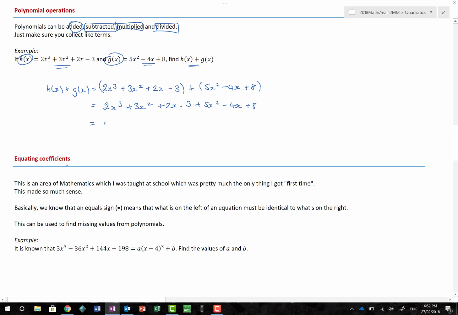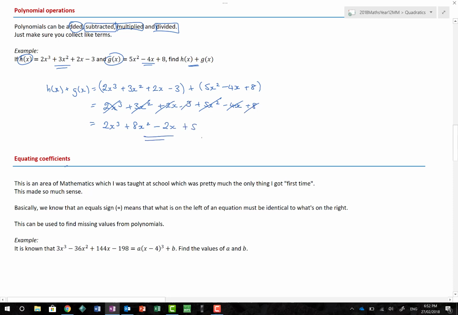So are there any more x cubed terms? No, 2x cubed. And I tend to put a cross through things when they're used. I've got a plus 3x and a plus 5x squared, which is plus 8x squared. I've got a plus 2x and a minus 4x, which is minus 2x, and a minus 3 and a plus 8, which is plus 5.